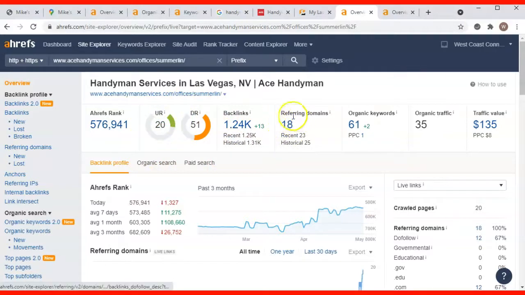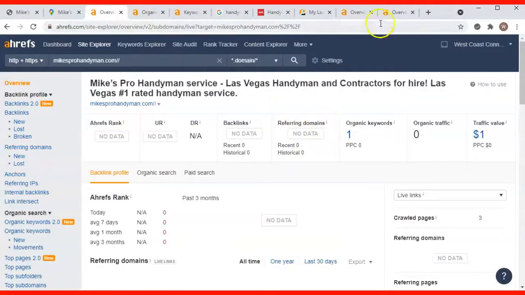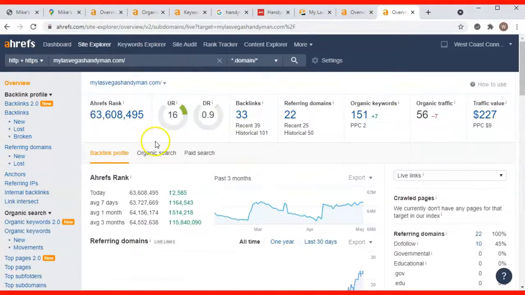They have 18 websites that are sending them 1,200 links. They're ranking in the top 161 keywords. They're getting 35 searches a month. And Google's estimating that I would have to spend $135 in Google ads to get the same amount of traffic. So, again, looking at your site, there's not a lot of data here. You're ranking on one keyword, so there's not much there.